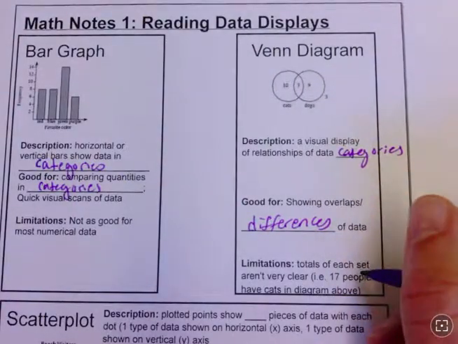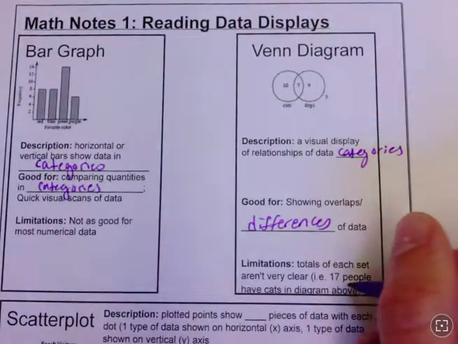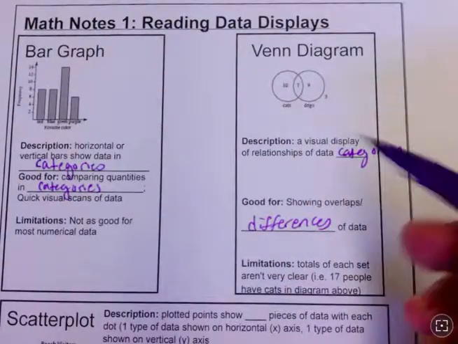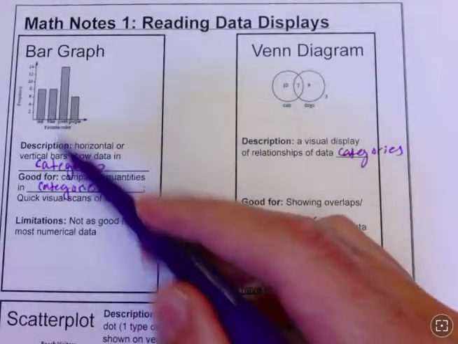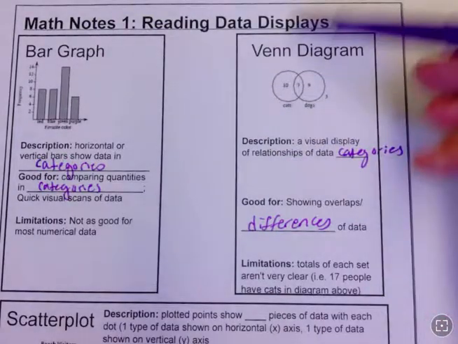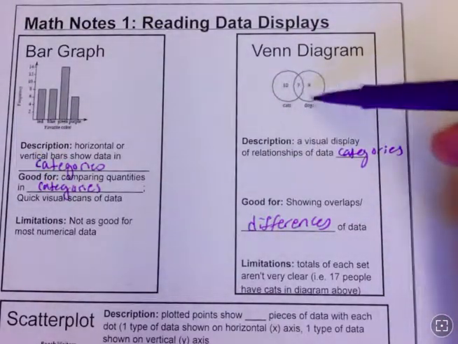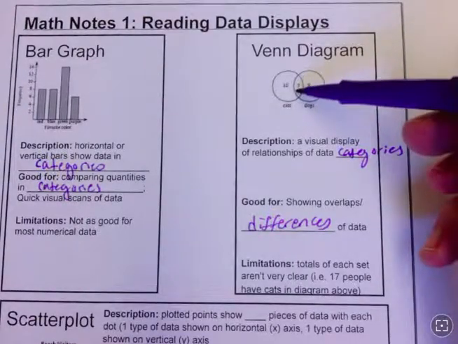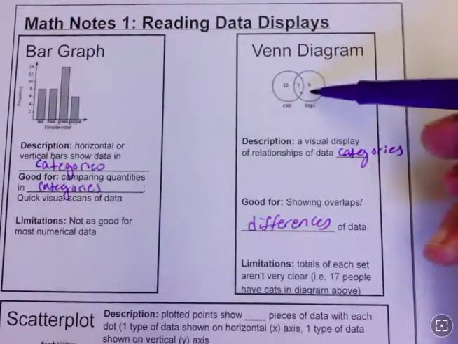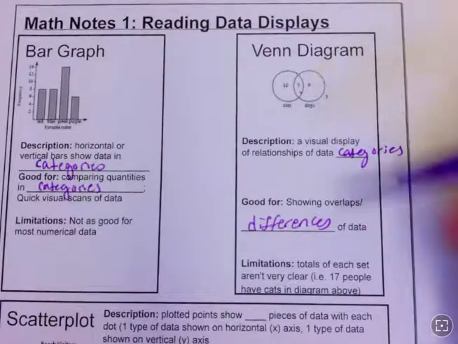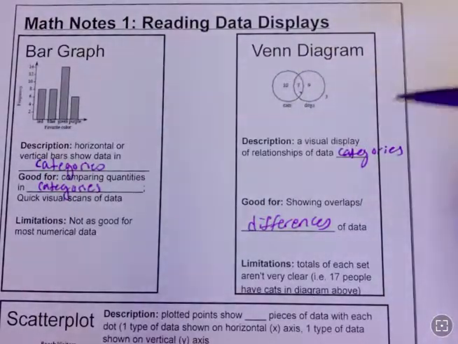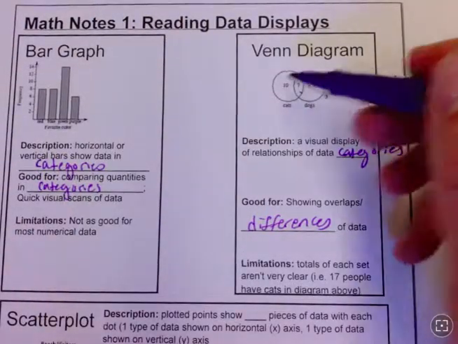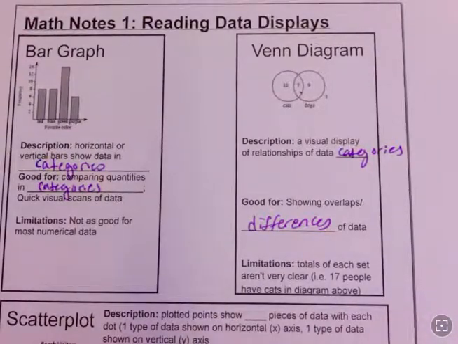And the limitations are that the totals of each set aren't very clear. So for example, 17 people have cats in the diagram above, and if we were to look at it with a bar graph, we'd see a lot of cats. I guess we'd also see a lot of dogs, 16 dogs. But we have to remember that this middle category needs to be added to each of those separate circles because it's in each of those sets. So it's kind of a limitation. There's some calculation involved, so it's not immediately as visually helpful.